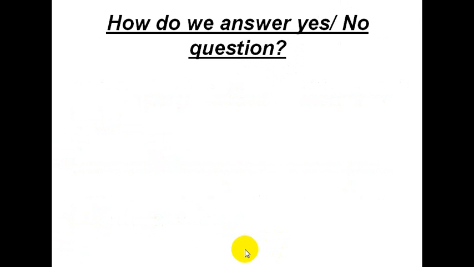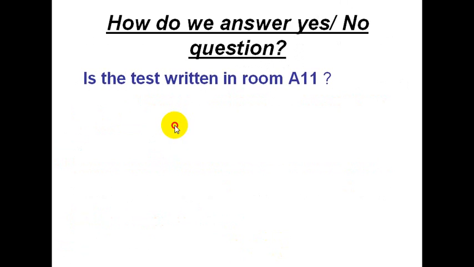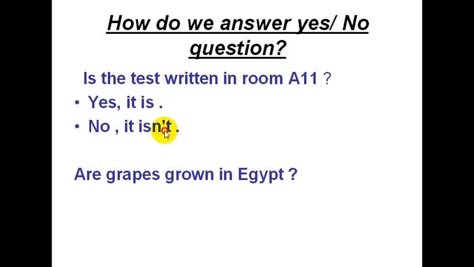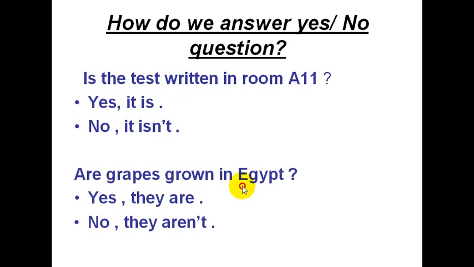Now, how do we answer a yes/no question? Look at the example. Is the test written in room A11? Yes, it is. No, it isn't. Another example. Are grapes grown in Egypt? Yes, they are. No, they aren't.